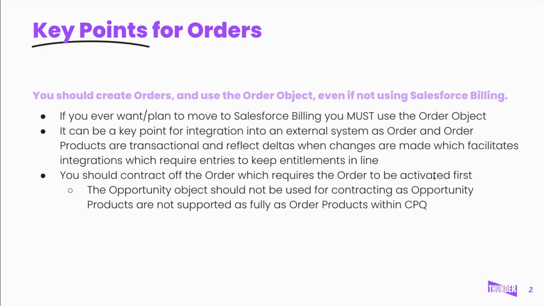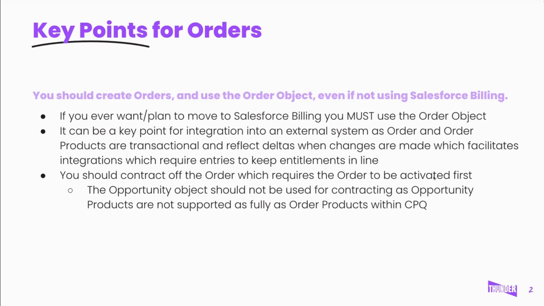Order products are going to be transactional and they reflect delta when changes are made. And this facilitates integrations which require entries to keep entitlements in line between the two systems. You should also contract off the order, which requires the order to be activated first.